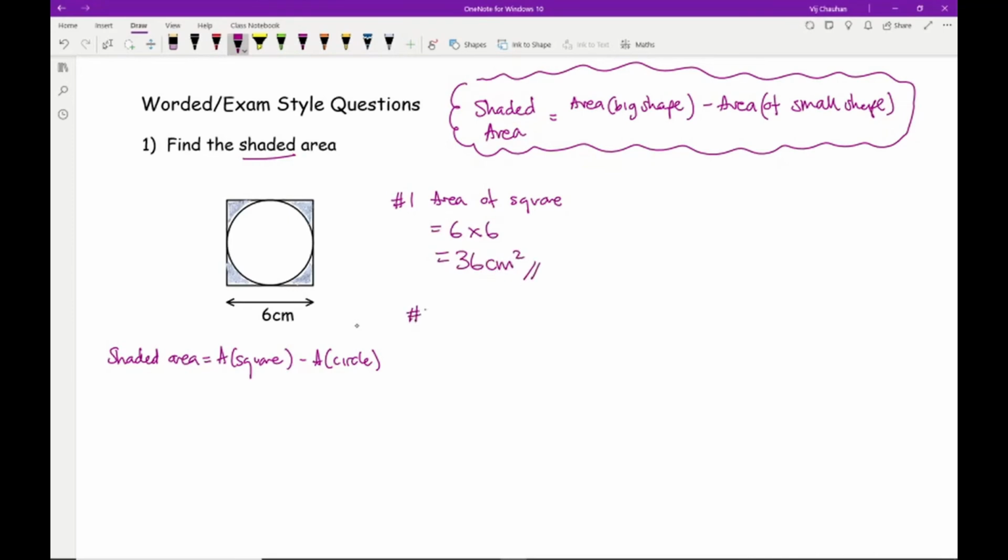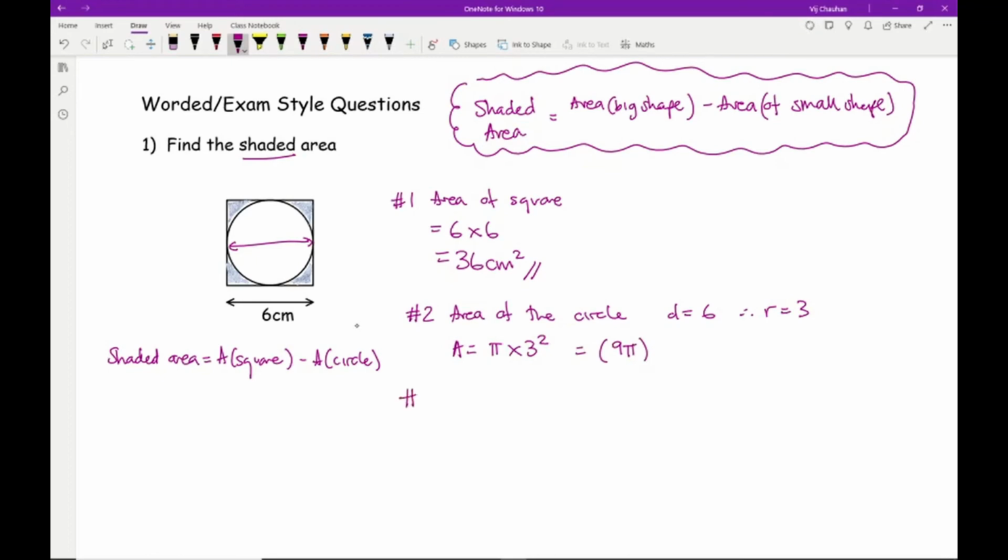Then I need to work out the area of the circle. So I need to ask myself, do I know the radius of that circle? Well, no. I do know the diameter. So if d equals 6, r is going to equal 3. So the area of the circle is going to be pi times 3 squared, which is 9 pi. And again, you can enter that in your calculator or leave it as this.